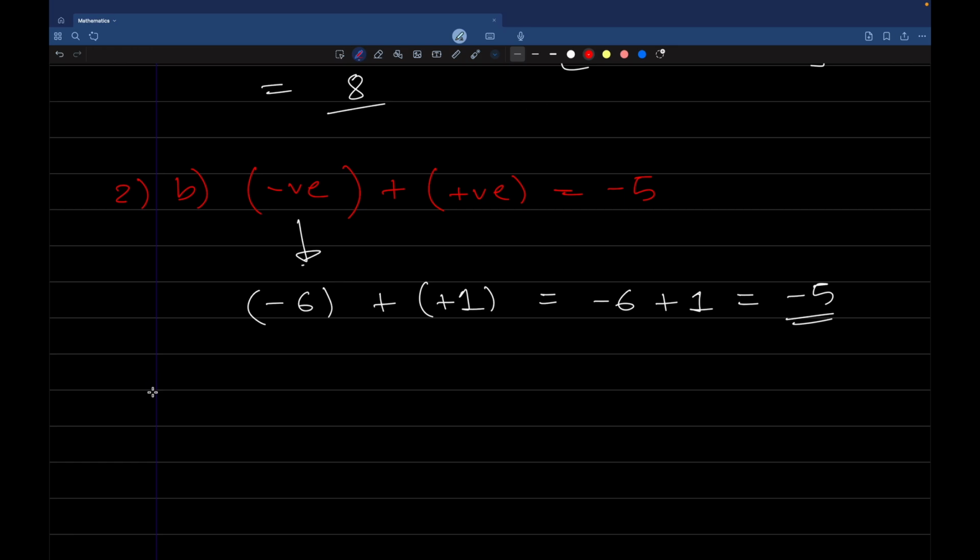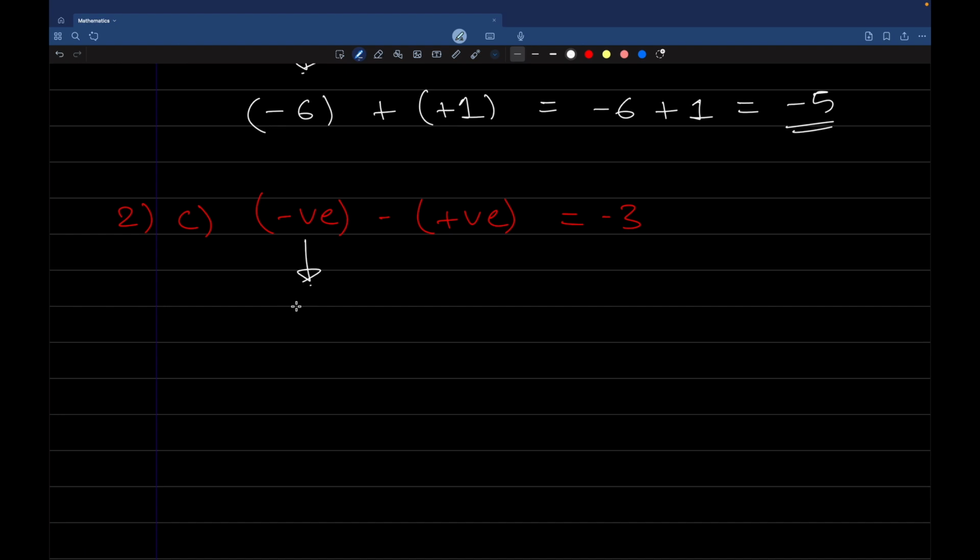Now question number 2c, we have to write one negative and one positive integer whose difference is minus 3. We can take minus 2 minus positive 1, that is equals to minus 2, plus into minus is minus, that is equals to minus 3.